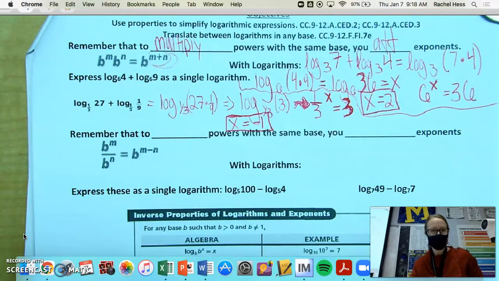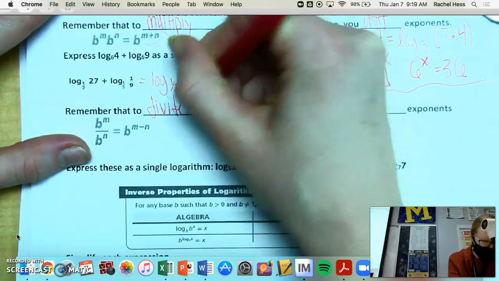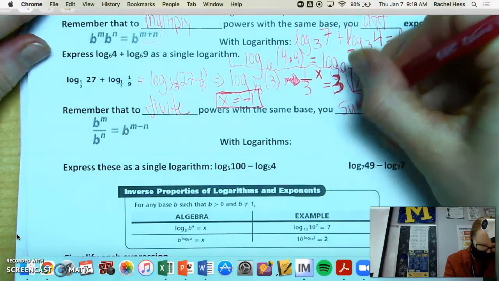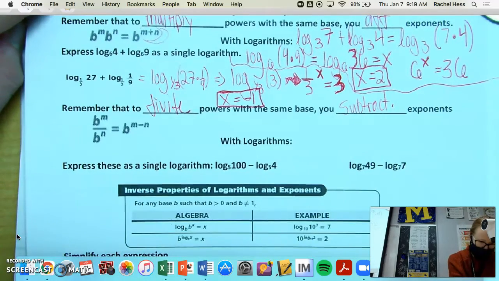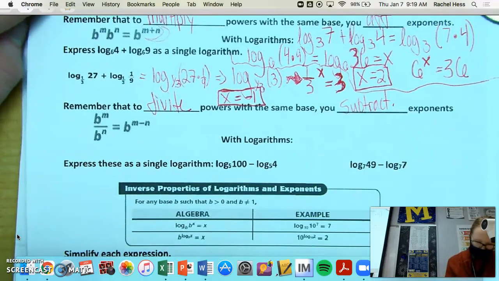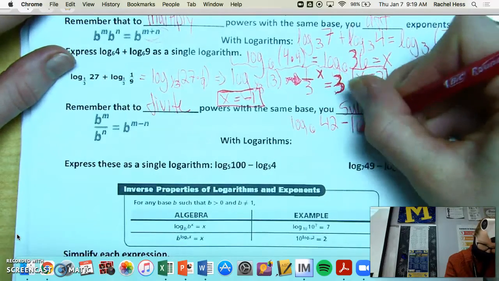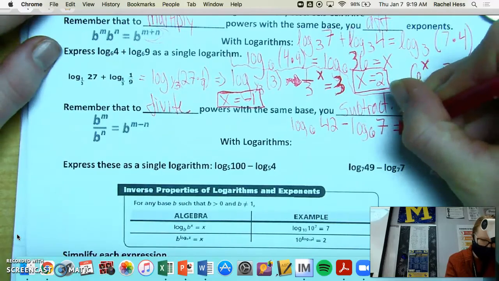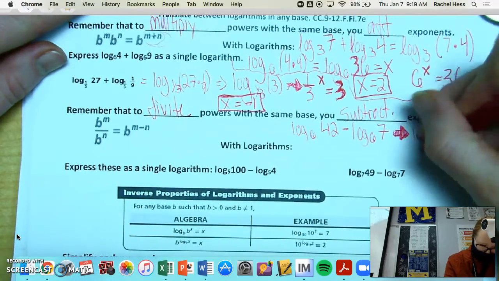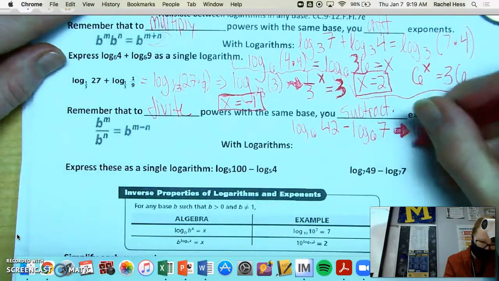You guys have questions on any of those? Okay. We can combine logarithmic expressions. So using that similar concept, if we were dividing powers, we would subtract the exponents, right? So if I were to do something like log base 6 of 42 minus log base 6 of 7, in order to combine these things, I actually have to divide 42 by 7, which gives me 6, right?